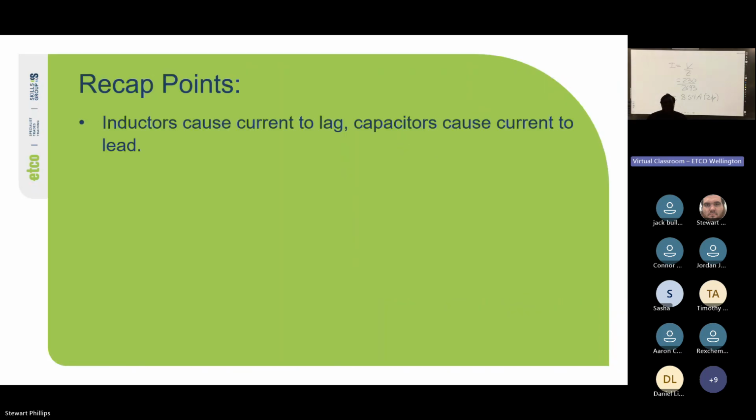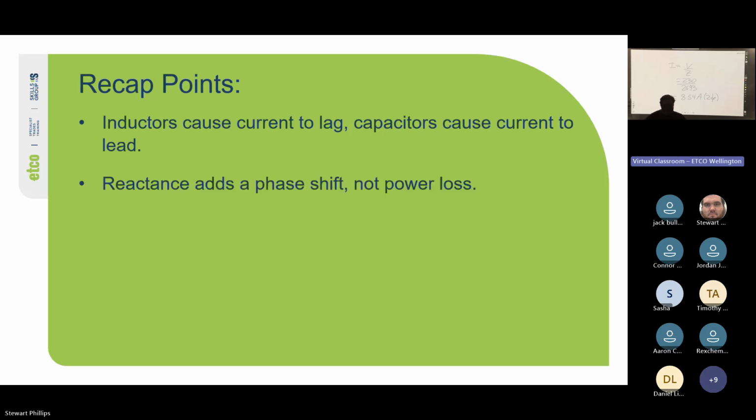Inductors cause current to lag, capacitors cause current to lead. They are opposites of each other. The only difference being that inductors will have more internal resistance in them than capacitors do. Capacitors are essentially an open circuit, not a dead short. So if you try to measure resistance across a capacitor, you will probably get megaohms.